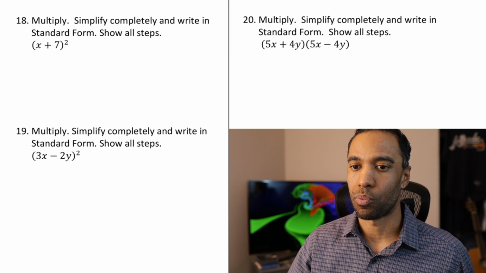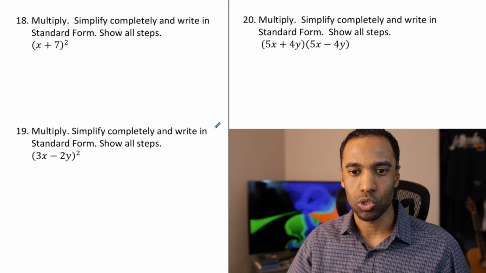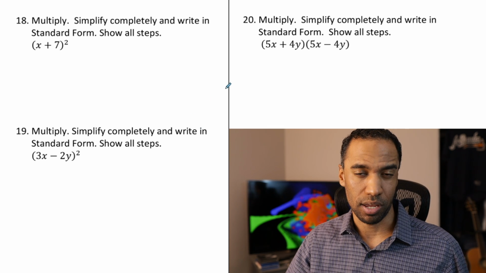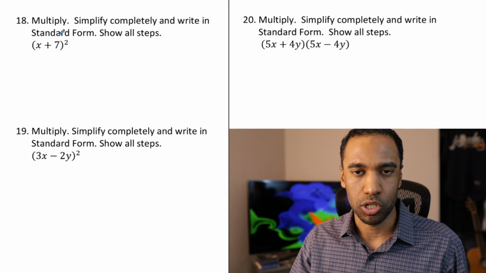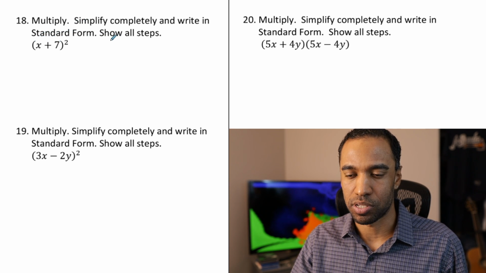And the last 3 problems that we have here, numbers 18, 19, and 20. These, for some people, are easier than the last problem that we just did, and for me it is as well. But you just got to make sure you do it correctly here. Multiply x plus 7 quantity squared.